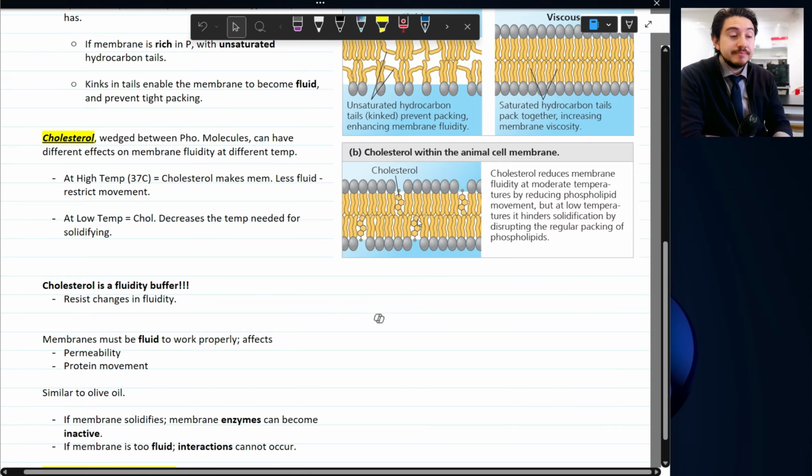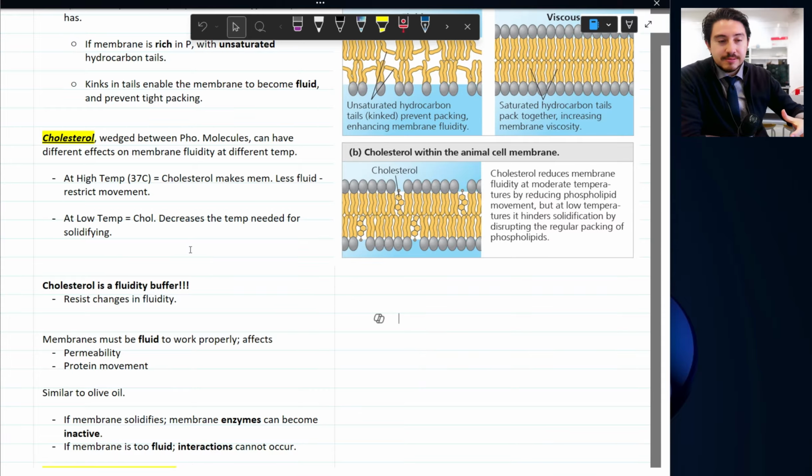At the same time, at lower temperatures, cholesterol decreases the temperature that you need for solidification, for tight packing. So let's say you go down to 15 degrees Celsius and then you get a lot of packing. But if you add cholesterol molecules, you can lower it down to 10 degrees Celsius, just to give a sense of what I'm referring to as decreasing the temperature. So if you can decrease the temperature with cholesterol, it can remain fluid for longer. Without cholesterol, everything will be packed very tightly.